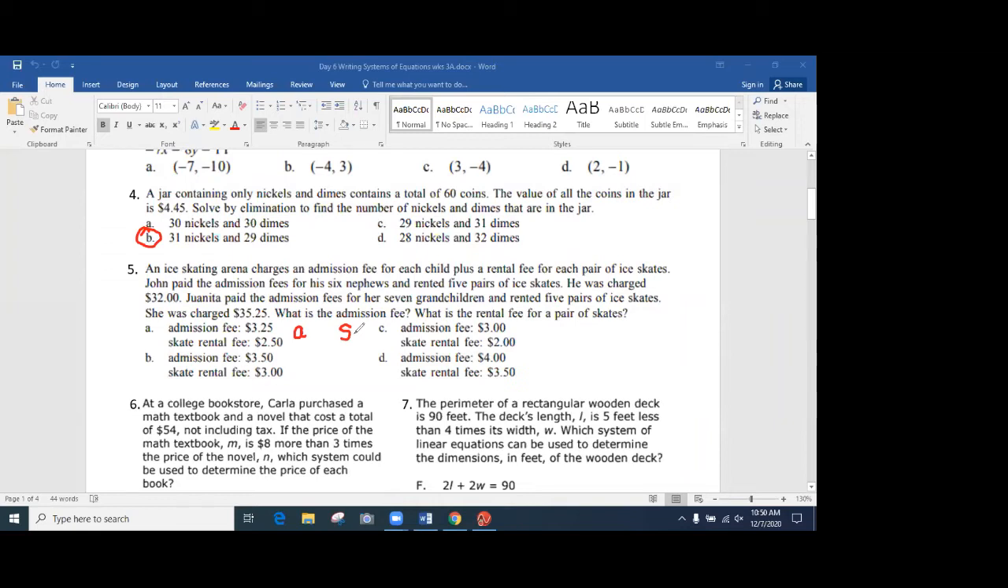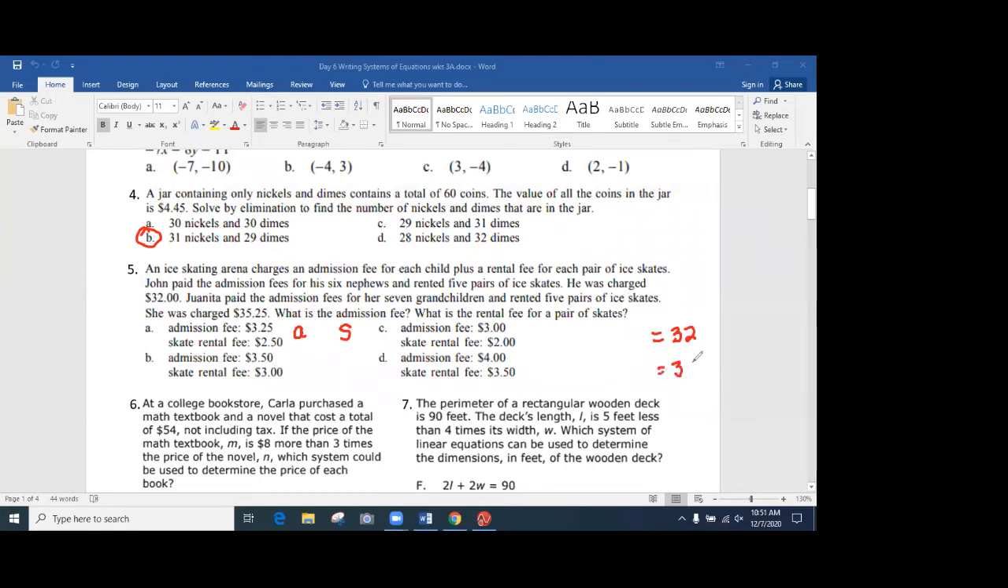An ice skating arena charges an admission fee for each child plus the rental fee for each pair of skates. John paid the admission fee for his 6 nephews and rented 5 pairs of skates. He was charged $32. Is that a total? Yeah, that's a total. Juanita paid the admission fee for her 7 grandchildren and rented 5 pairs of skates. She was charged, that's another total.